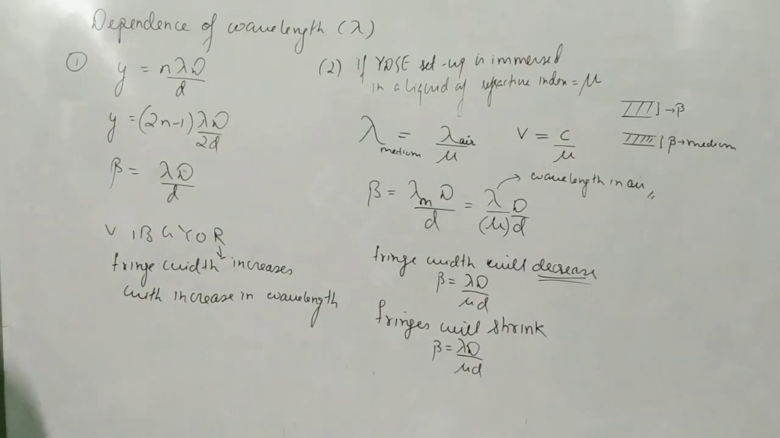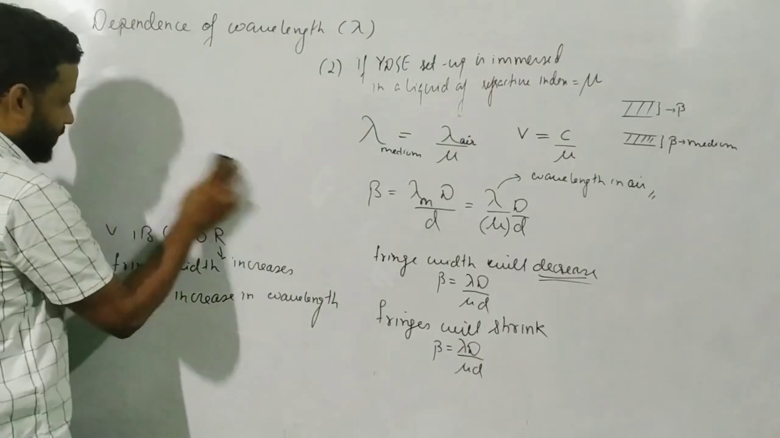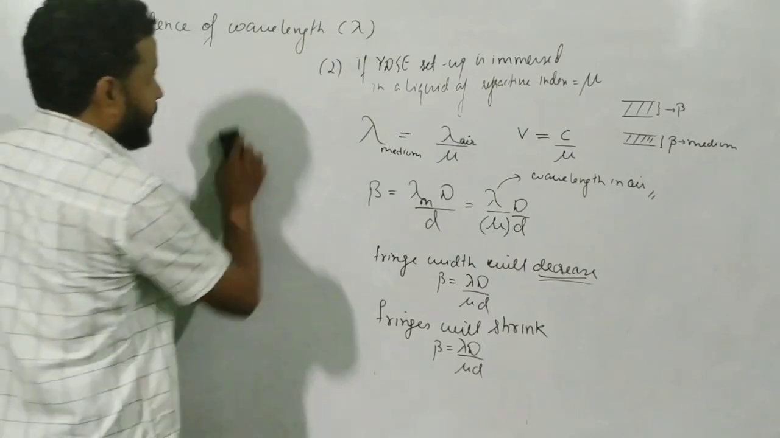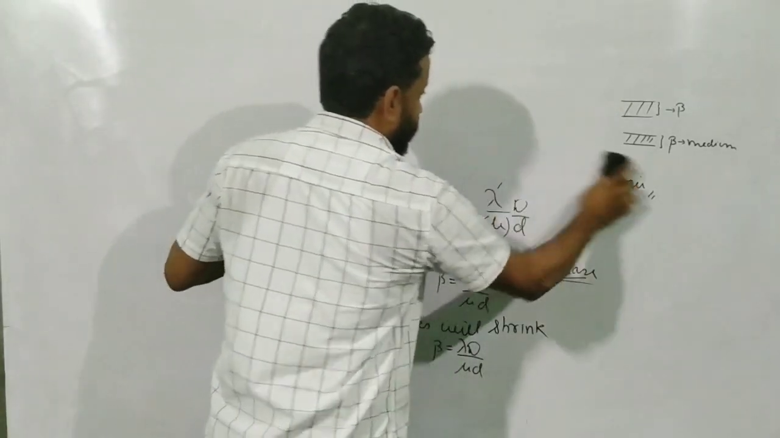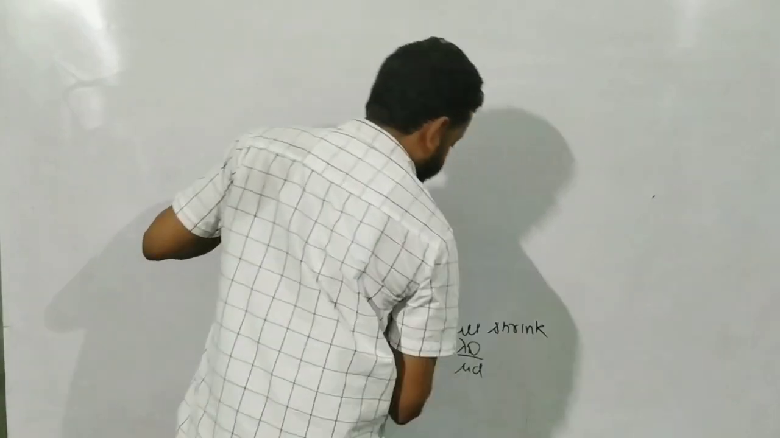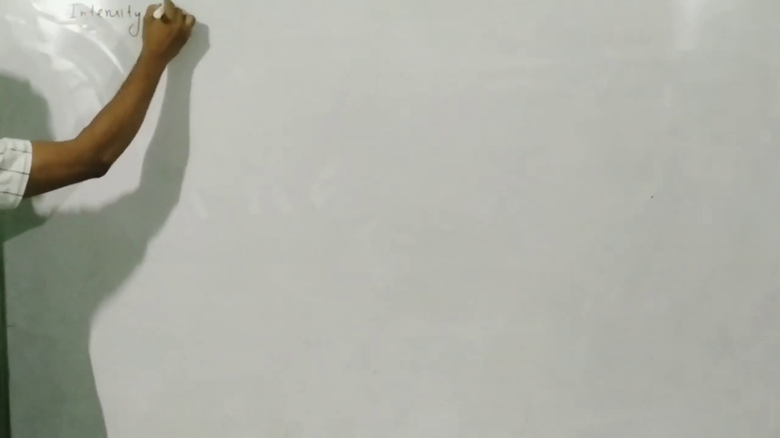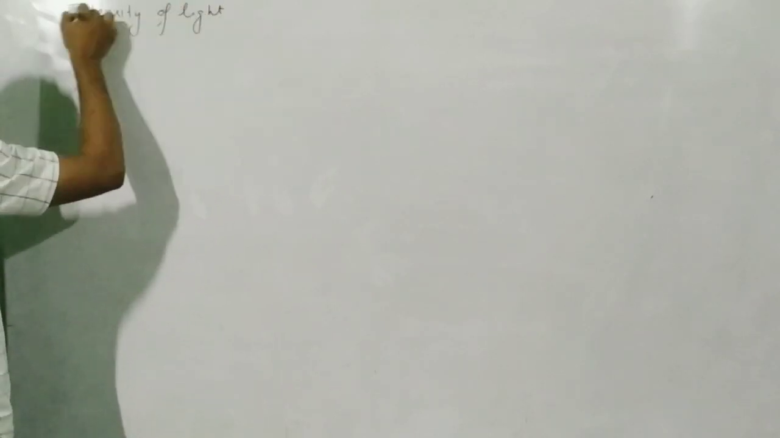Dependence on wavelength. Okay, next. Then comes the concept called intensity of light, and amplitudes and all. Intensity of light. Here I will start from the basics, from scratch.